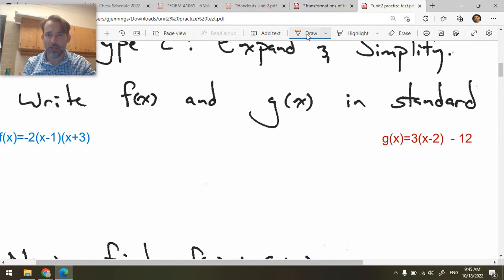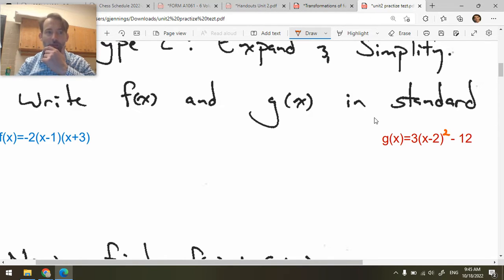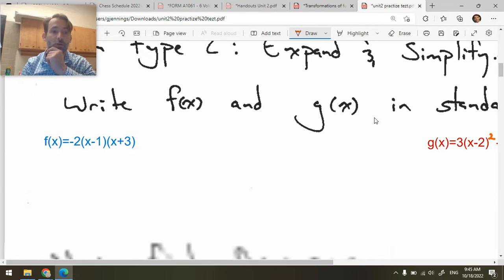The one thing I don't want to forget is I want to square that bracket, because that makes a big difference. Squared. I'll make the pen a little finer. That's going to be better. Okay, so now let's work with f of x first. We want to write this factored form parabola in standard form. And to do that, we use FOIL, multiplying every term of each binomial by every term of the other binomial.